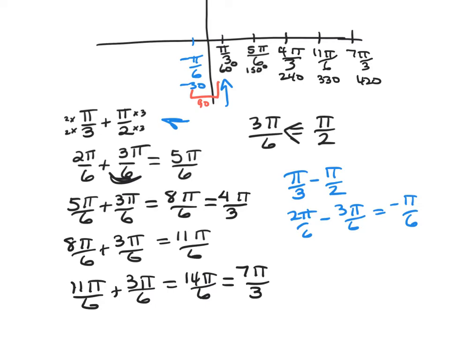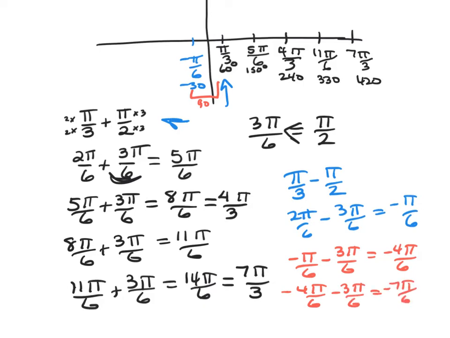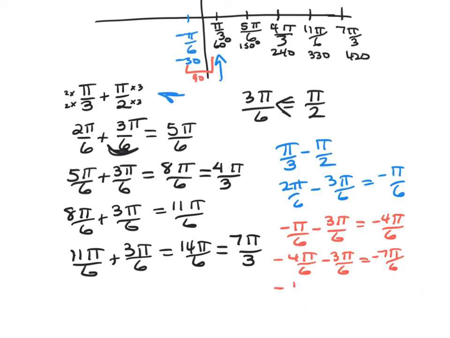Okay, so now I'm going to keep going. I'm going to take my negative pi over 6, subtract pi over 2, which is equivalent to the 3 pi over 6, negative 4 pi over 6. I'm not going to reduce it yet. Negative 4 pi over 6, subtract 3 pi over 6, negative 7 pi over 6. I'm going to do it one more time. Negative 7 pi over 6 minus 3 pi over 6 gives me negative 10 pi over 6.